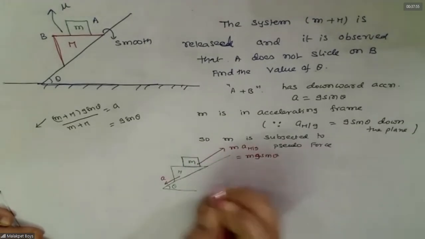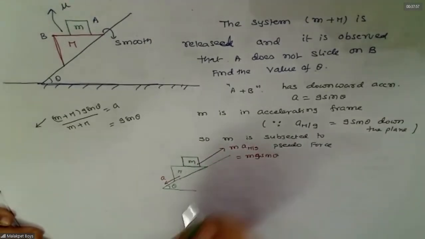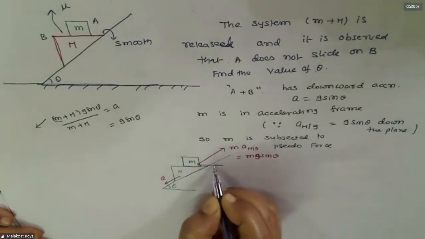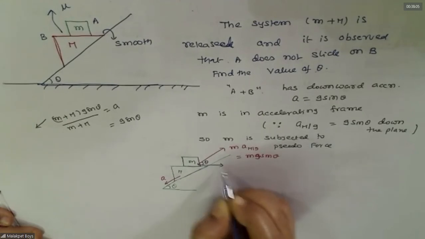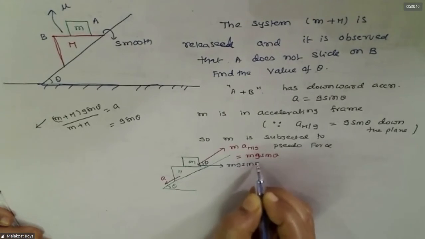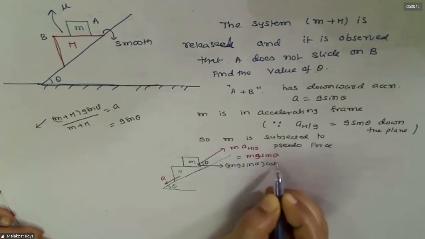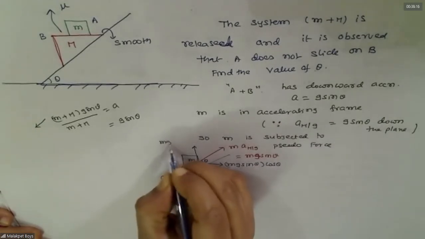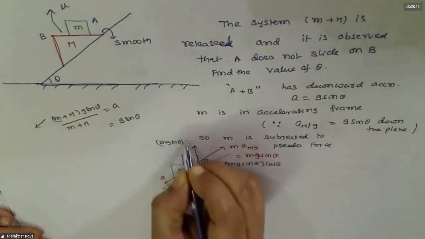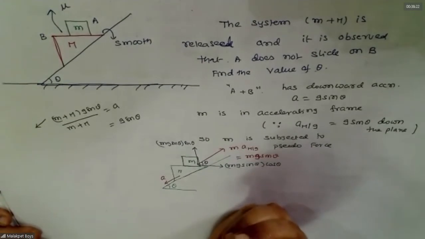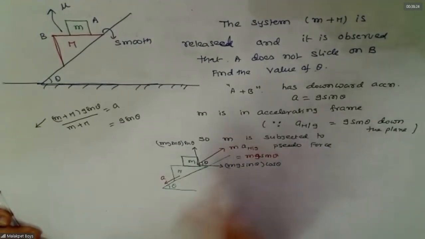Now, due to this pseudo force, the pseudo force can be resolved into two components, no? What are those? Mg sin theta cos theta. This is theta only, no? And mg sin square theta. Previously, even this resolution you felt difficult or not? Very difficult. So slowly, if you do, you'll improve.